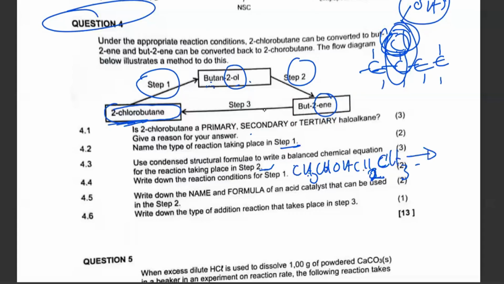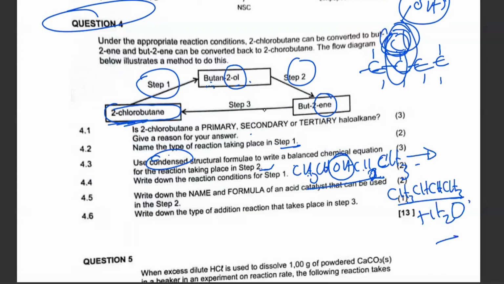This one is going to give me CH3CHCHCH3, not CH2, because of the double bond. Actually, the double bond is not supposed to be shown, because they said condensed. It's going to be CH3CHCHCH3, plus H2O because of the dehydration which took place there. You are not supposed to show the double bond because they say condensed structural formula. You don't show any bond in between the molecule.